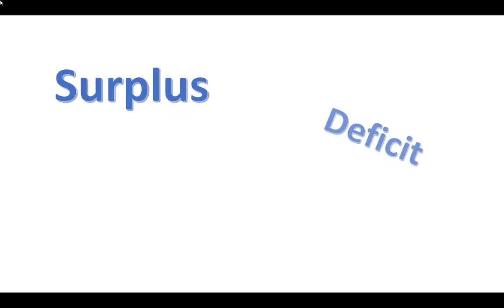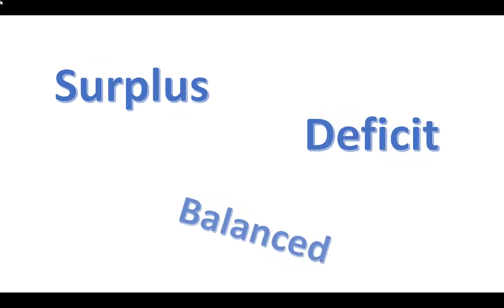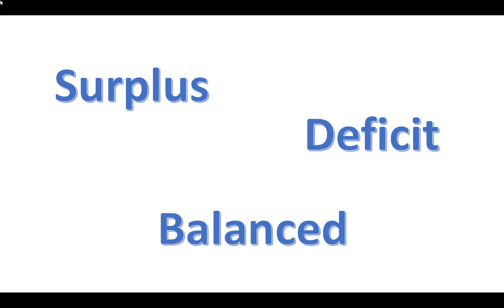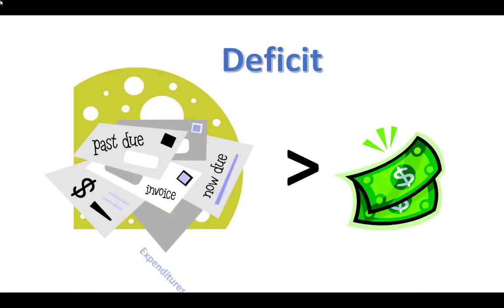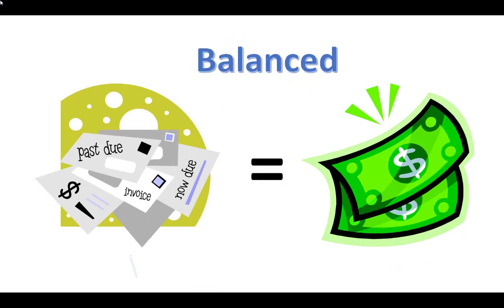Another topic you will hear a lot about is the college's projected deficit. Budgets can fall into one of three categories: surplus, deficit, or balanced. A budget surplus occurs when revenue exceeds expenditures. A budget deficit occurs when expenditures exceed revenue. A balanced budget occurs when expenditures equal revenue. The college's budget is required to be balanced every year.